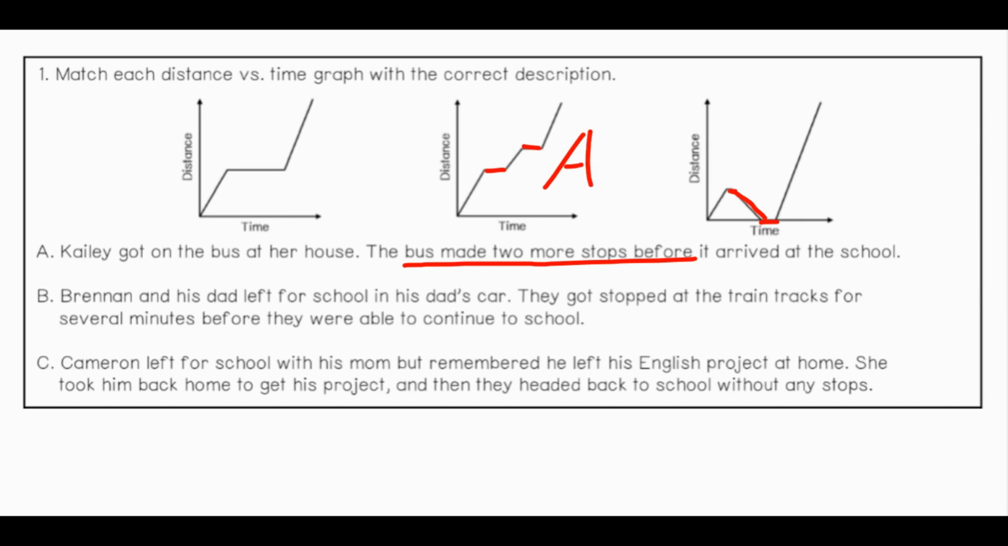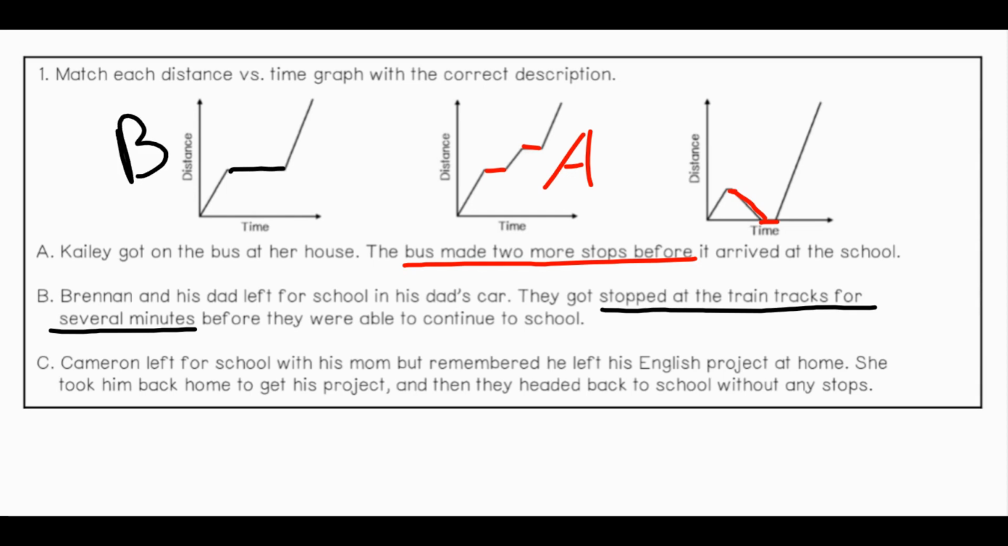Now, B, Brennan and his dad left for school in his dad's car. They got stopped at the train tracks for several minutes before they were able to continue to school. So here it notices that we say they got stopped at the train tracks for several minutes before they were able to continue to school. So they were only stopped once. Notice in my first graph, I have 1 stop and then I'm increasing back to school. So my first graph is B.